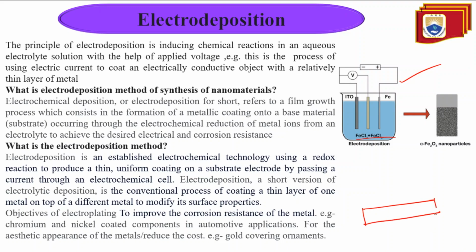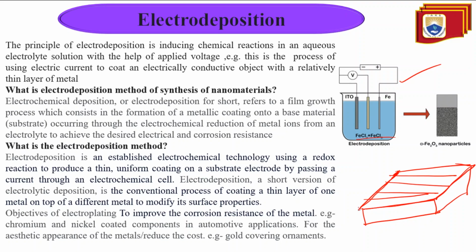For example, let us take one substrate, say a glass substrate. To deposit a thin film on this substrate in the process of electrodeposition, we use this particular process. So here we can fabricate a thin film of desired thickness or with some desired deposition rate. We can deposit a thin layer of one metal on top of a different metal to modify its surface properties.